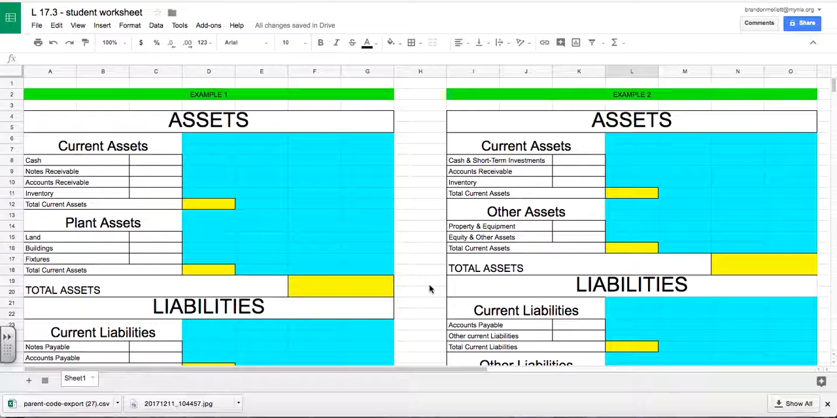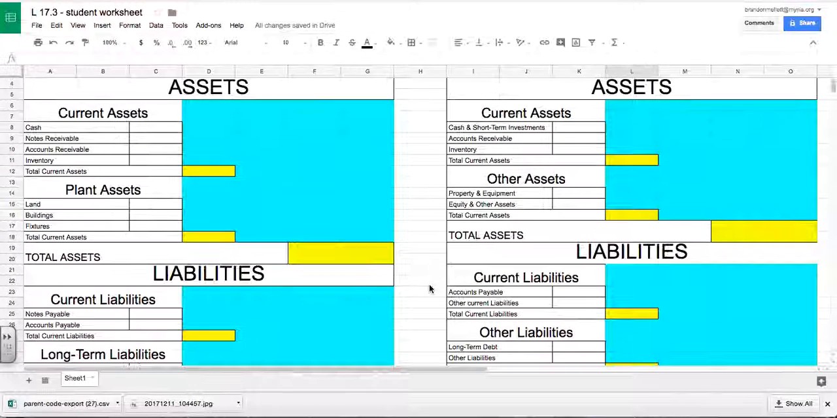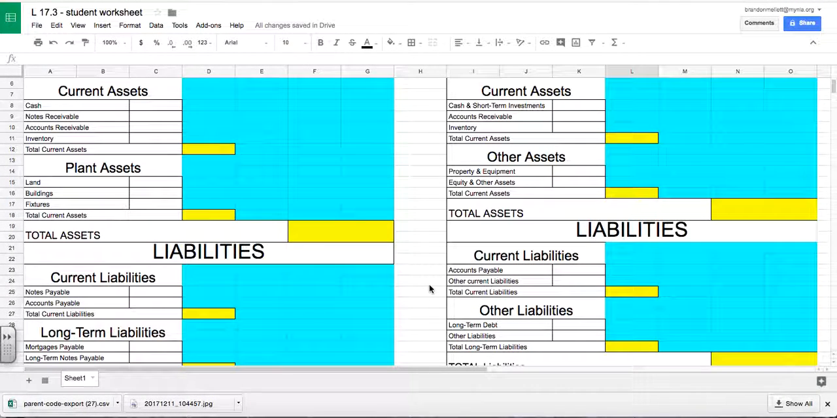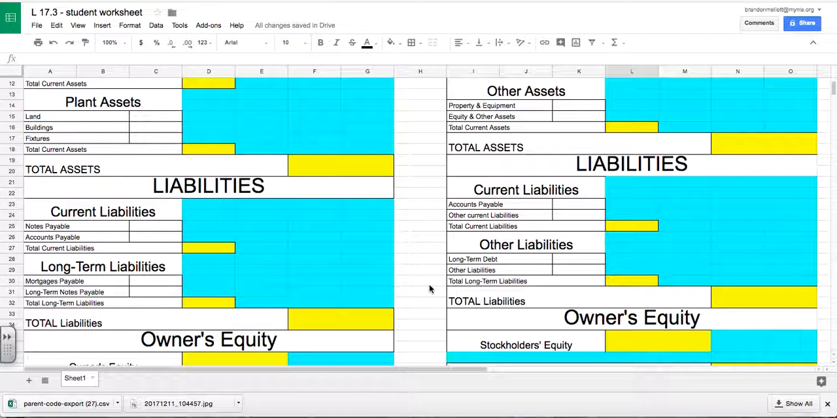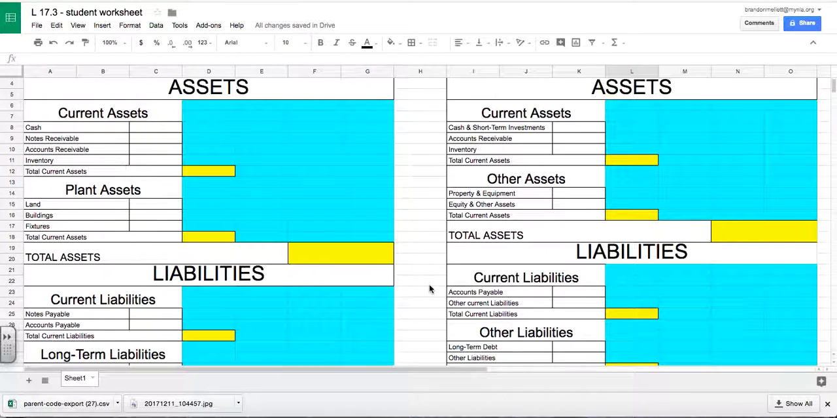Now we talk about liabilities. It's the same thing. There's current and then there's long term. And these just give an indication of kind of where things are at. So let's jump right into example 1 here to start balancing this balance sheet.